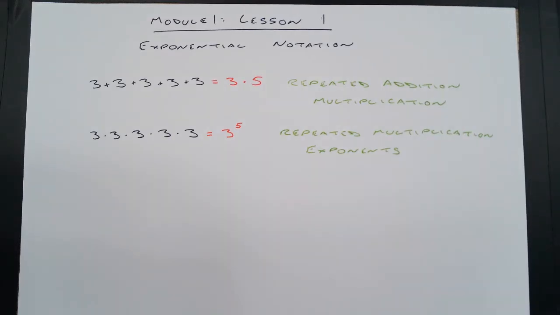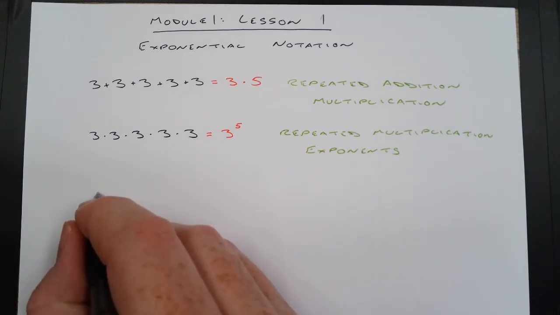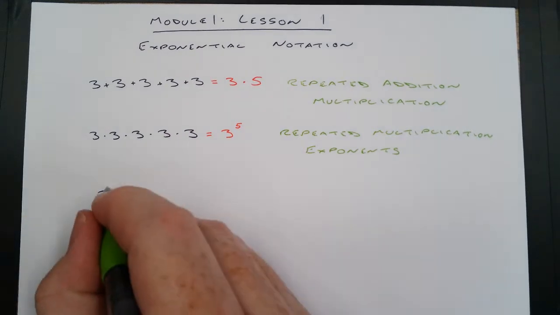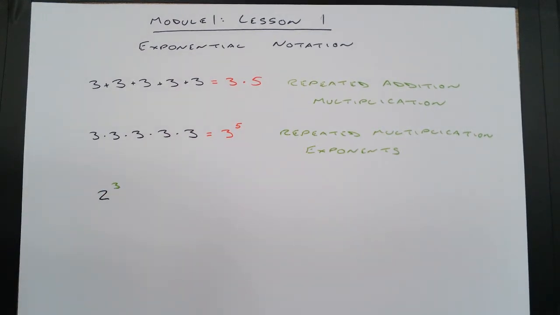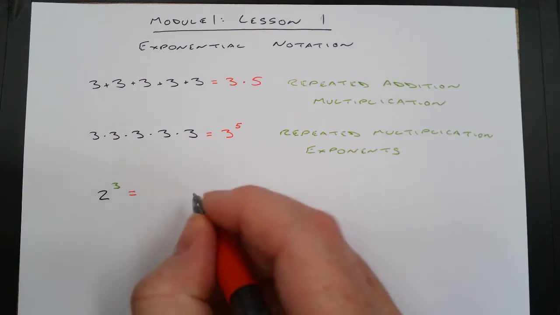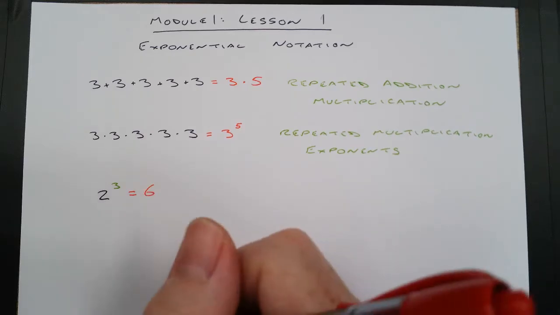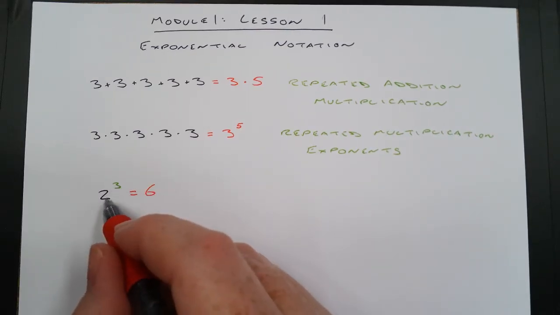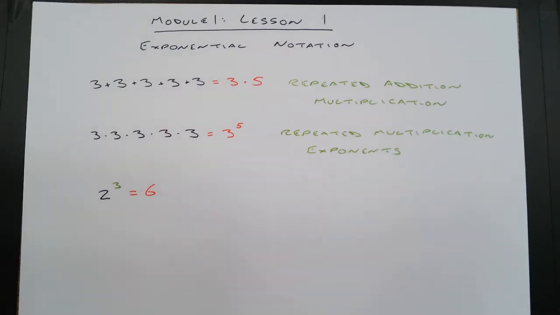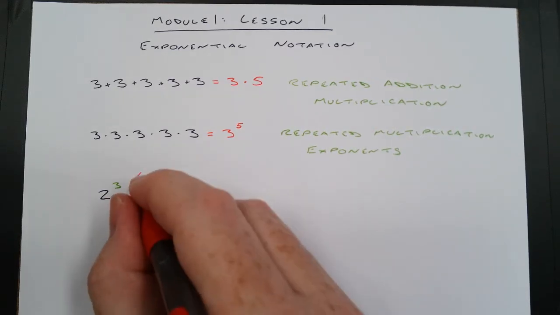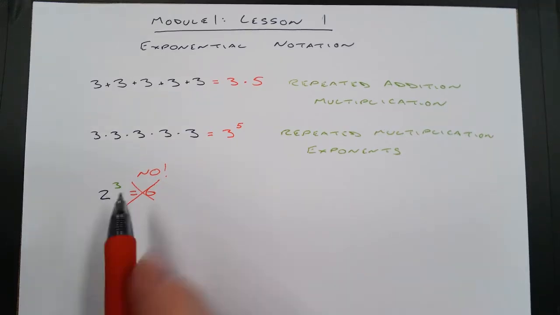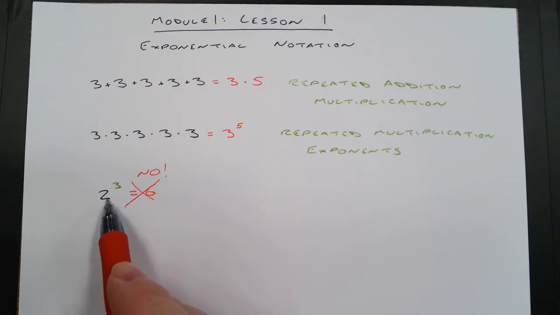Now let's talk about some common mistakes that we see middle schoolers make with this. Let's say we write 2 to the 3rd power. When we ask middle schoolers what this equals, a lot of middle schoolers will say this equals 6, because they see 2 and they see 3. They think it's 2 times 3 makes 6. No. This is not 2 times 3. It's an exponent. It is 2 to the third power.